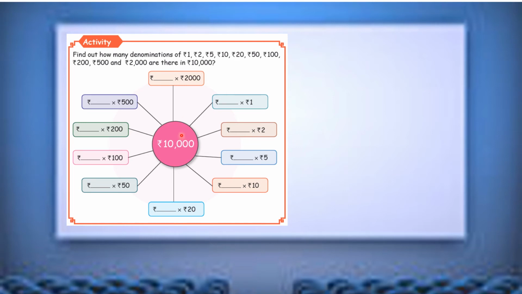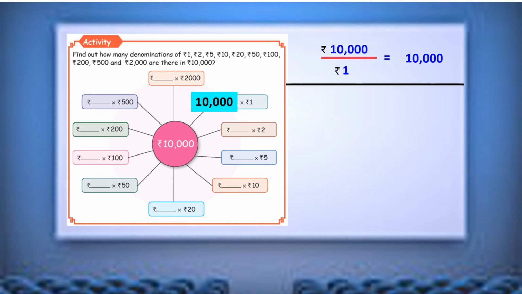So let us see how to do. Mention rupees 10,000 at the top, and if we divide by rupees 1, we will get the answer. As we know well, if we divide by 1, we get the same answer, isn't it? So the answer will be 10,000. So what is the meaning here? We need 10,000 1 rupee coins to get rupees 10,000. Is it clear now? Likewise, we are going to do the next also. Fill the answer 10,000 in the column.